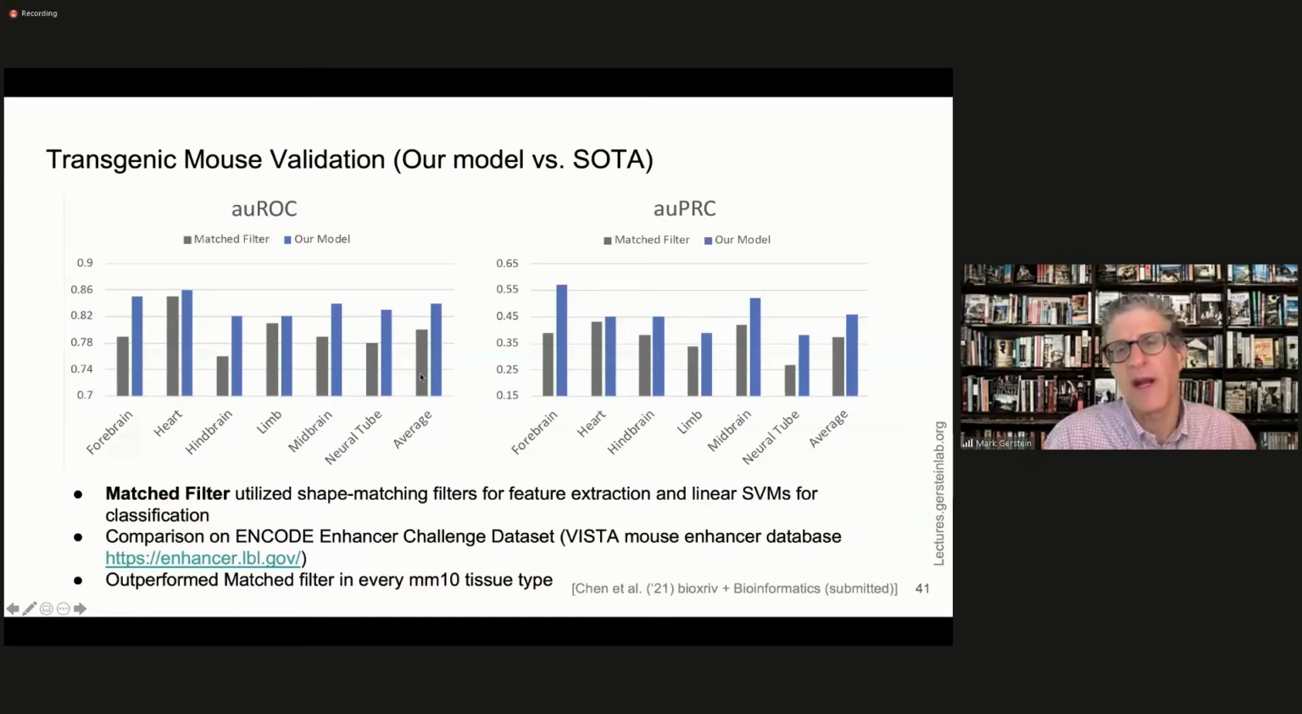And then we can compare how our model does to a left-out, specific, targeted validation on, say, mouse transgenic models. And this shows how it does relative to another well-known program called the matched filter program.